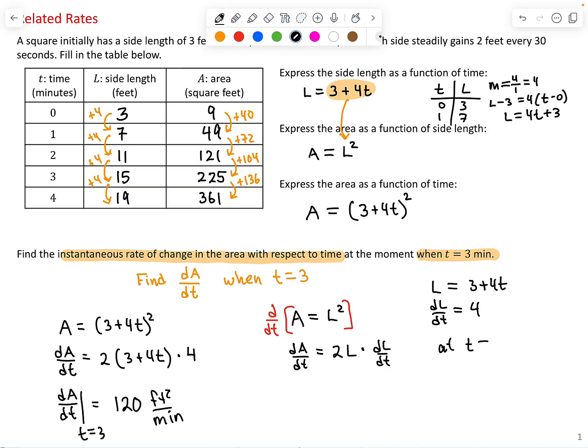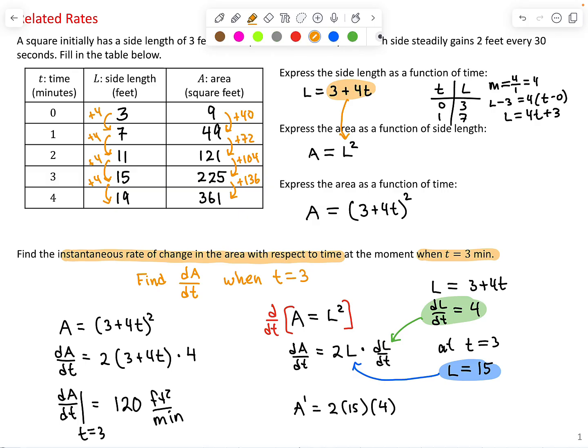Furthermore, at time equals 3 minutes, we know that the length of each side, plug 3 into this, we get 15, which we confirmed already in our table up here. So this information will be substituted in for our dL/dt, and this information will be substituted in for L. And so we get, and I'll just use A prime, equals 2 times 15 times 4.